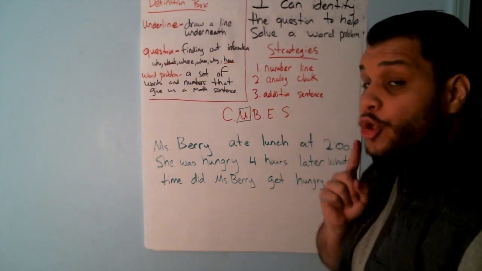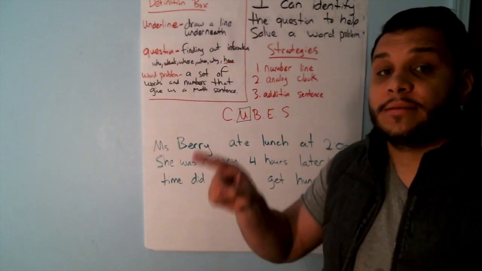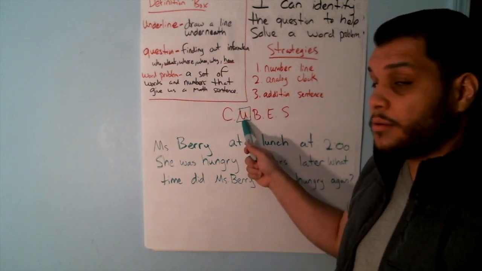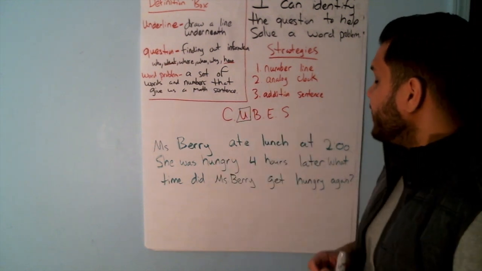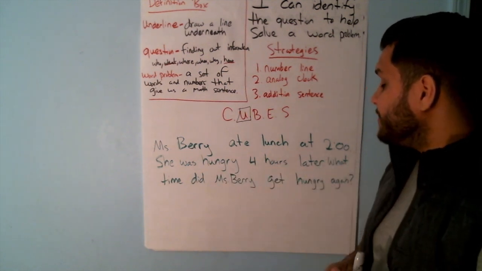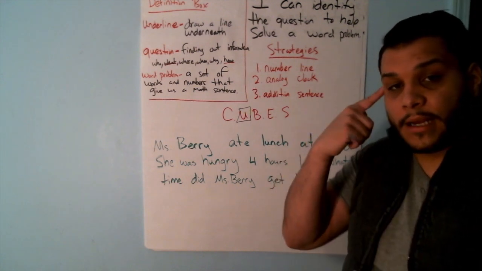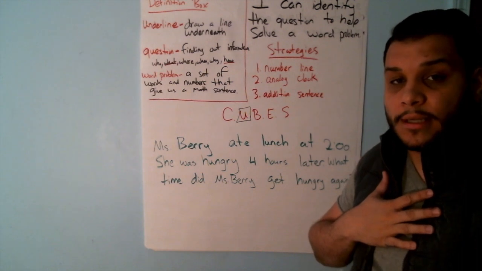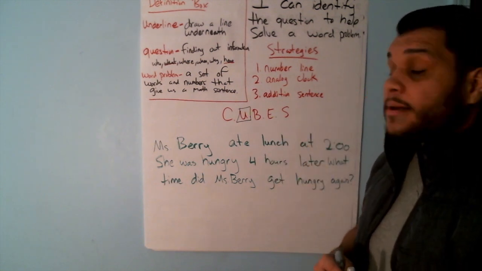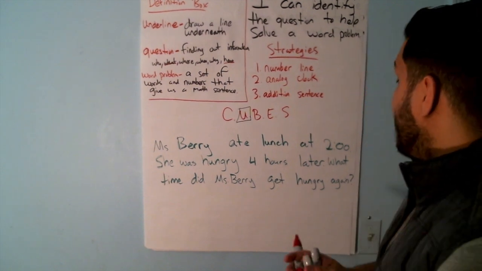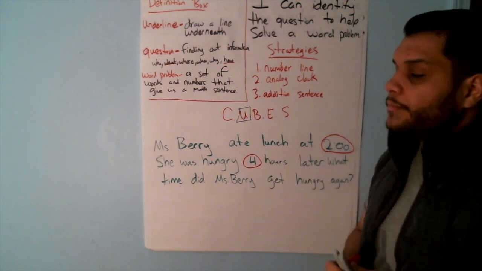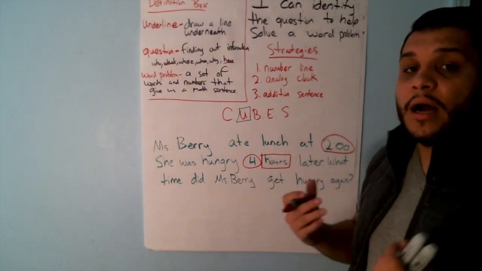I'm going to read it, and you are going to identify the C, which is circle the key numbers. And I'm going to challenge you first to think about what we're going to underline. Miss Berry ate lunch at 2 o'clock. She was hungry 4 hours later. What time did Miss Berry get hungry again? Think about it. What are the key numbers that I'm going to circle? Yes, if you said 2 and 4, you are correct. I would circle 2 o'clock and I would circle 4.